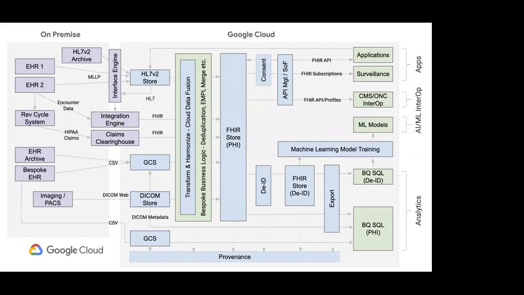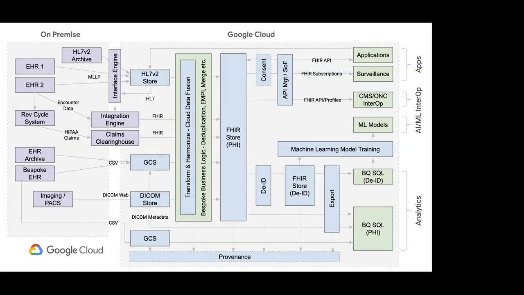As we move to the right, there's also opportunities for customers to write business logic, for example, deduplication, being able to tap into an EMPI, in addition to the harmonization capabilities. But once the data is in our FHIR store, now it drives a variety of different applications and value-added services, right?